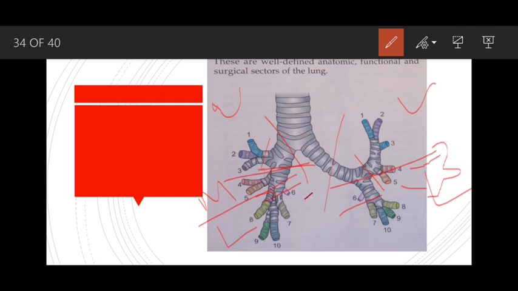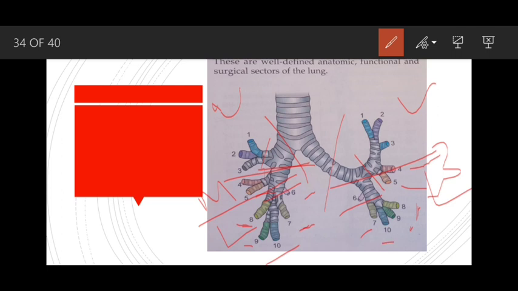Number 6 is known as superior, 7 is known as medial basal, 8 is known as anterior basal, 9 is known as lateral basal, and 10 is known as posterior basal. In the same names on the left side, 6 is known as superior, 7 is known as medial basal, 8 is known as anterior basal, 9 is known as lateral basal, and 10 is known as posterior basal.